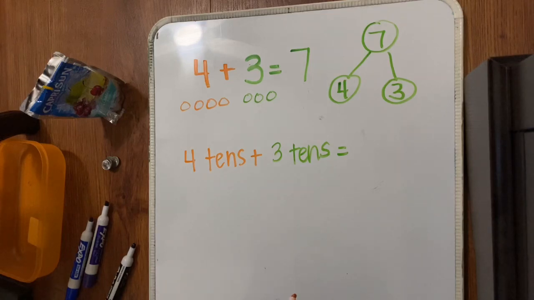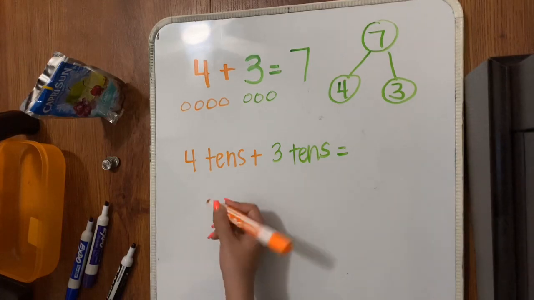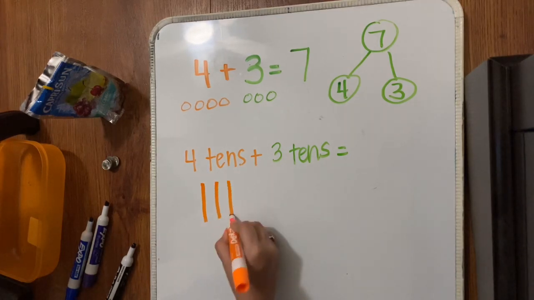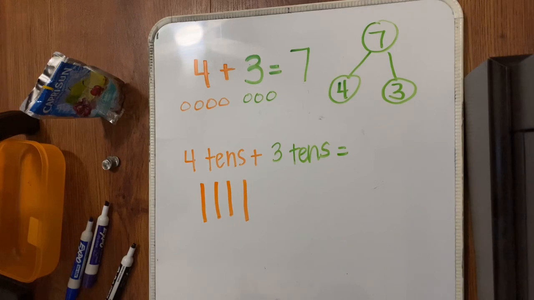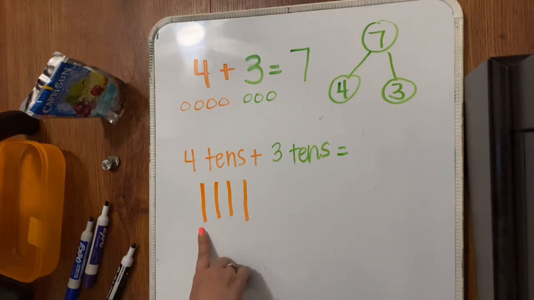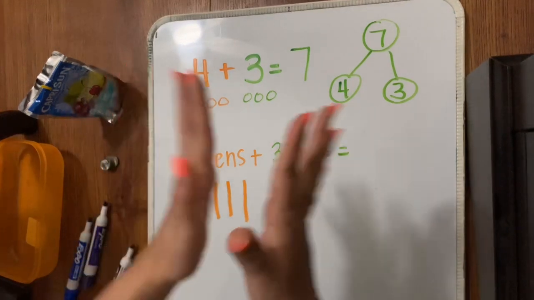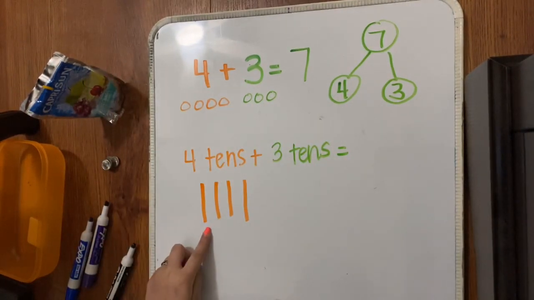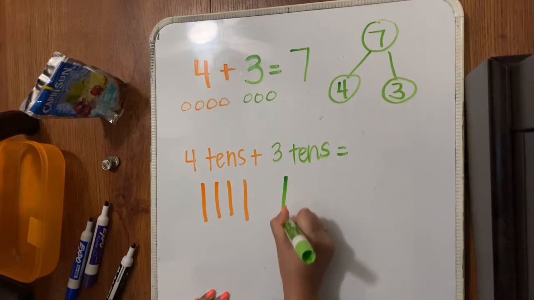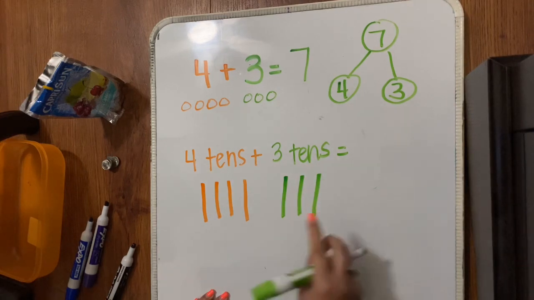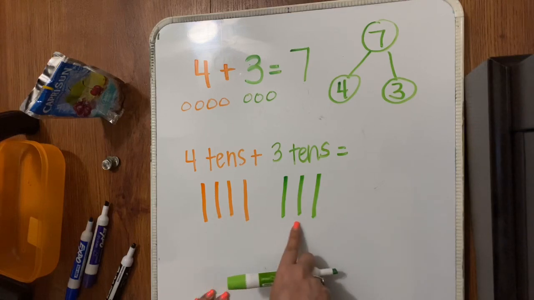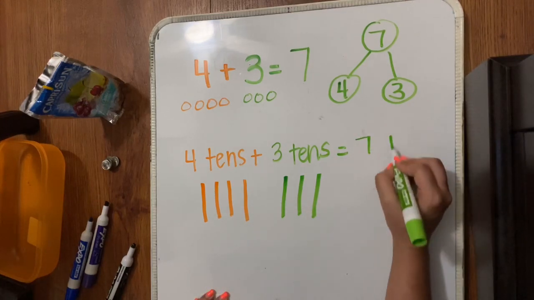So let's remember how we draw tens. Remember, we draw our quick tens by drawing just a line. So I have 4 tens, so 1 ten, 2 tens, 3 tens, 4 tens. Remember that these lines represent 10. That's us bundling. So this is a 10 right here. So now I have 4 tens plus 3 tens. So I have to draw 3 more. 1, 2, 3 equals how many tens altogether? 1, 2, 3, 4, 5, 6, 7. Still have 7 tens.